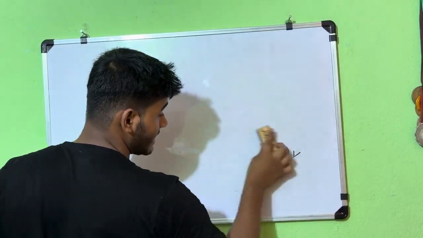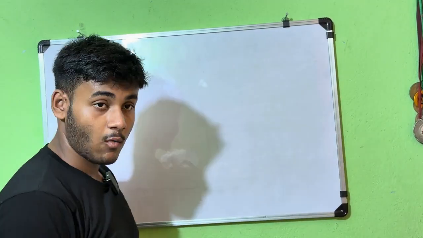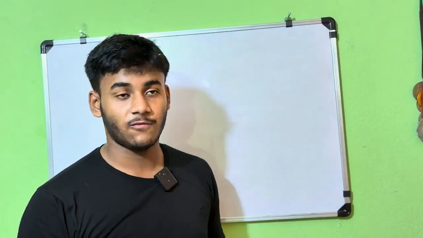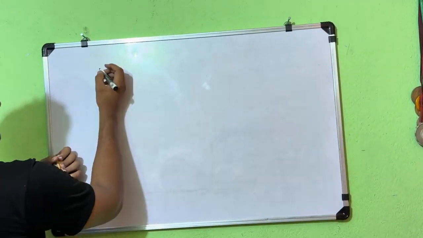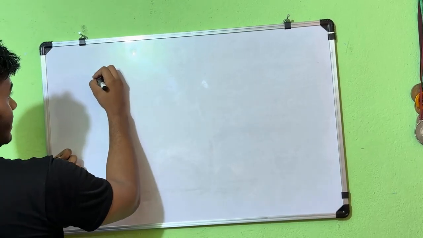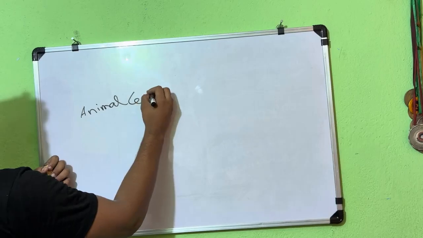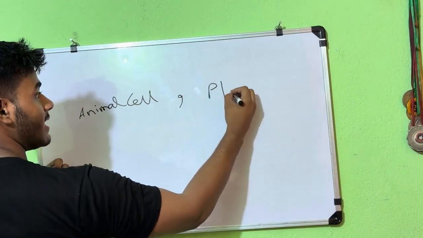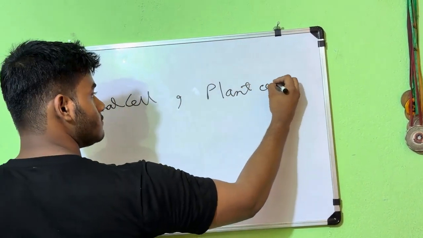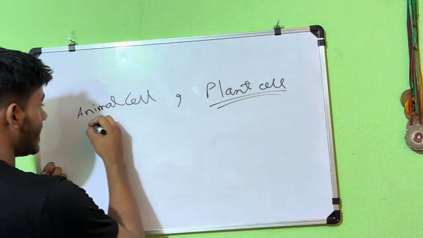Now the next thing is the functions, the types and the different parts of our body. There are different cells. There are two types of cells. One is the animal cell, I hope the board is visible, and the other is the plant cell. Yes, plant cell and animal cell.